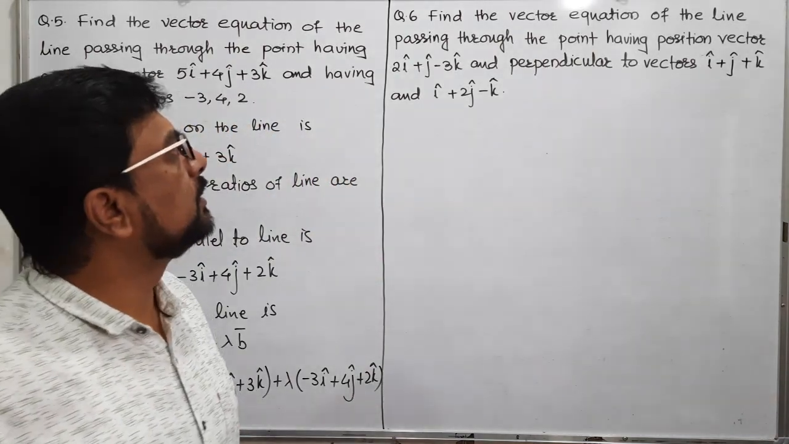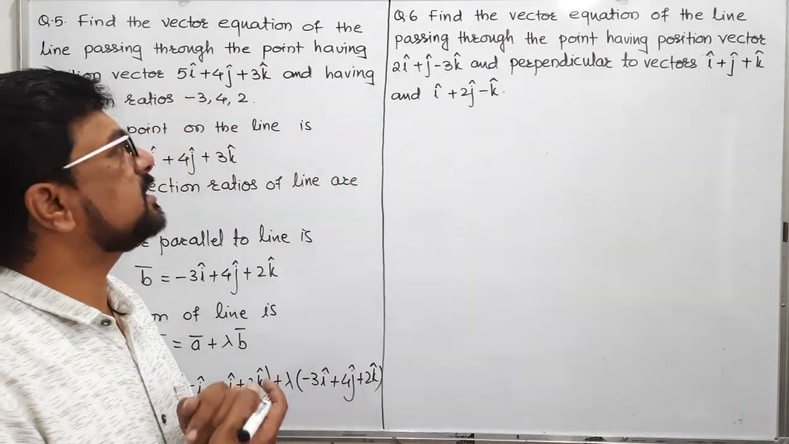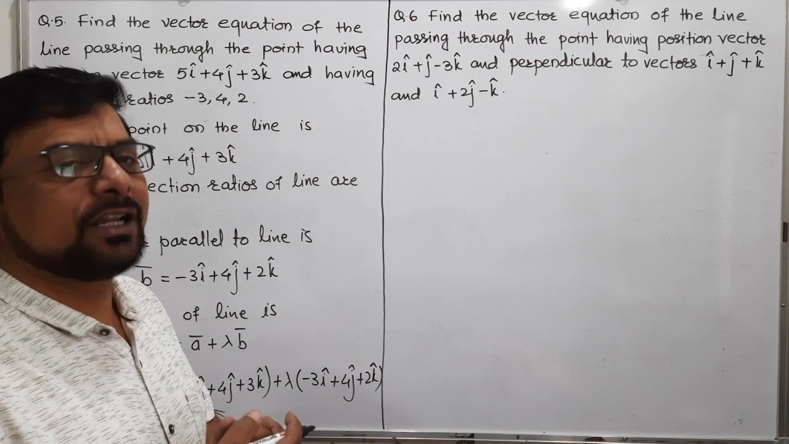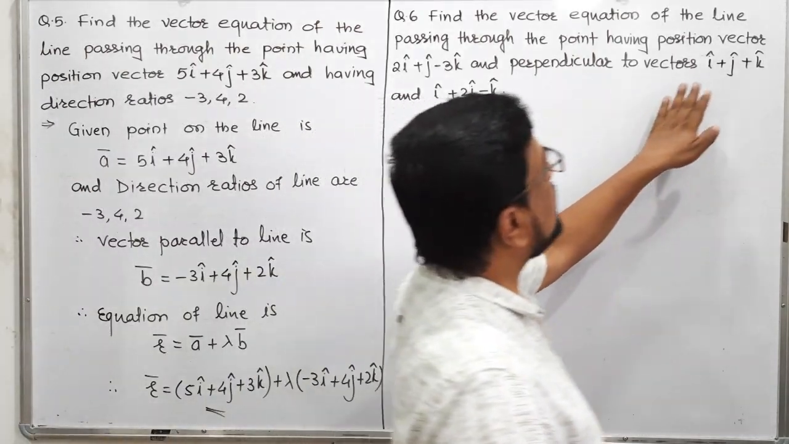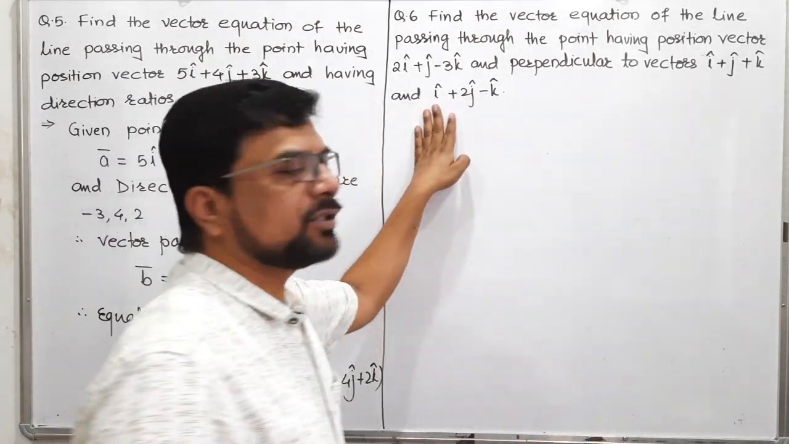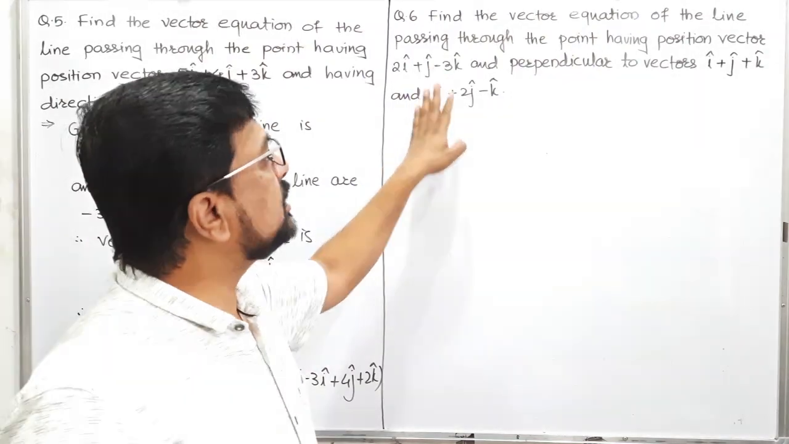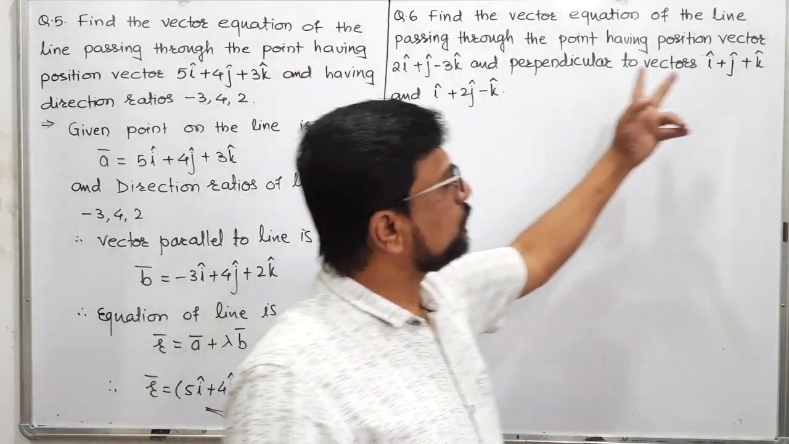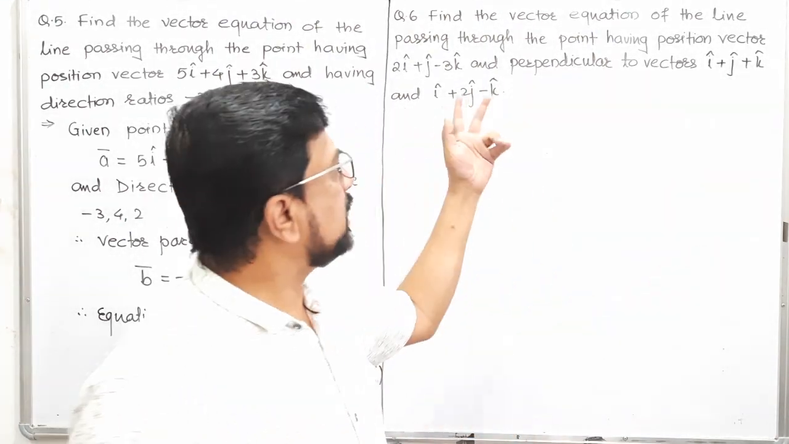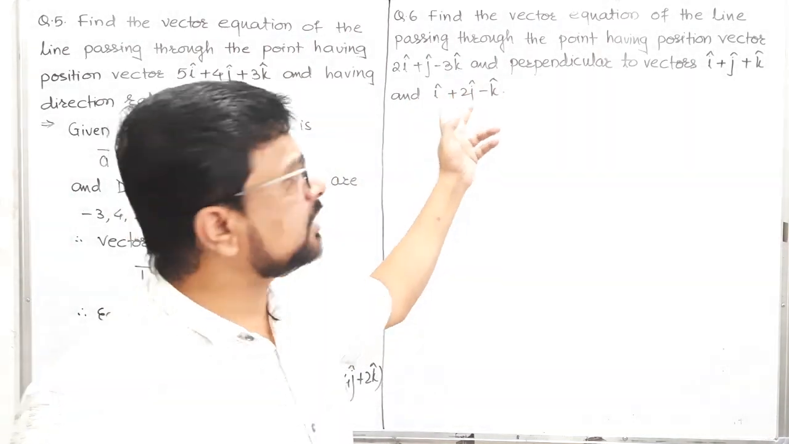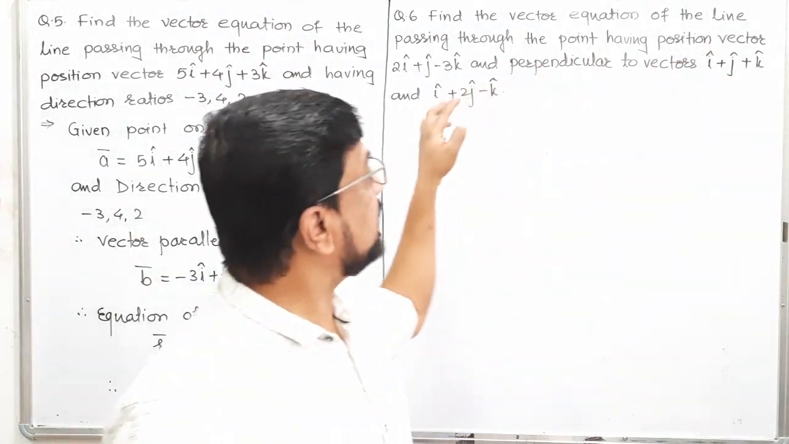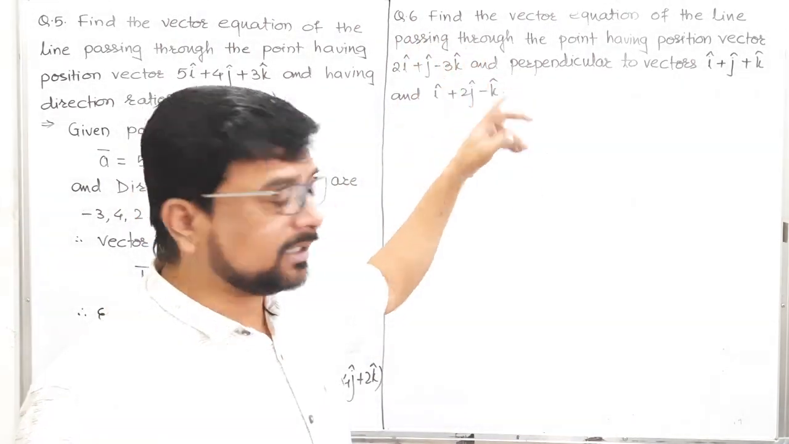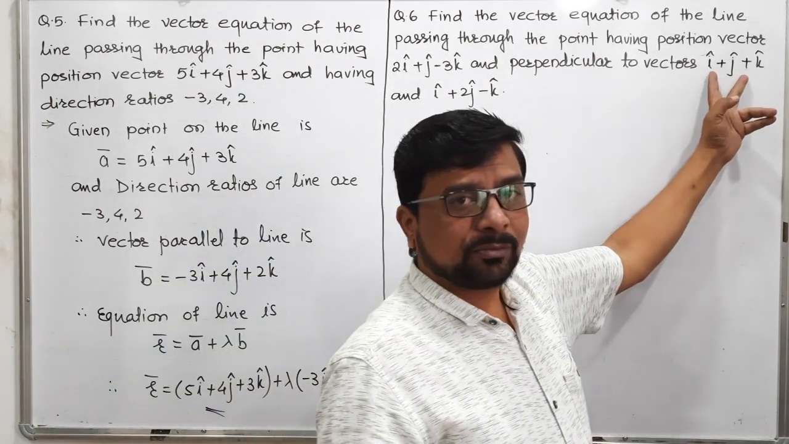Now after that, next, find the vector equation of the line passing through the point having position vector 2i plus j minus 3k and perpendicular to the vectors i plus j plus k and i plus 2j minus k. Now when line is perpendicular to these two vectors, we know that the cross product of two vectors is always perpendicular to those two vectors. Cross product of two vectors is a vector which is perpendicular to given two vectors. Means to find the vector parallel to that line, we are going to take the cross product of these two vectors.